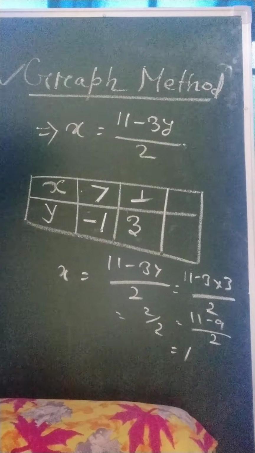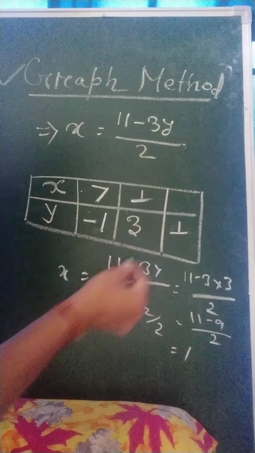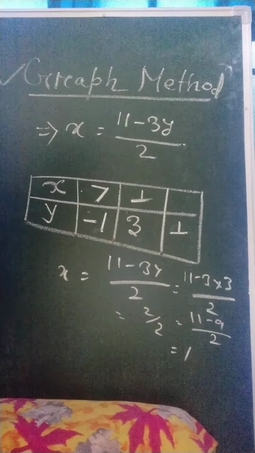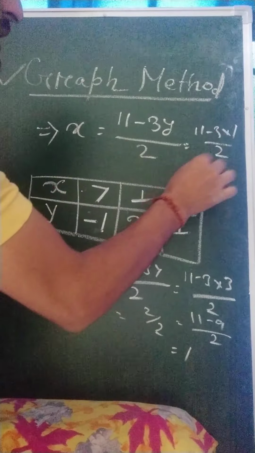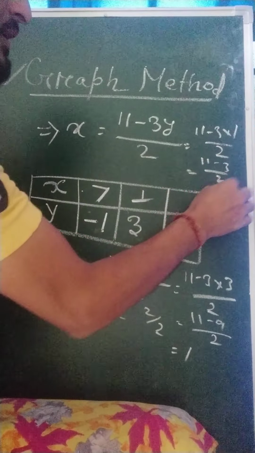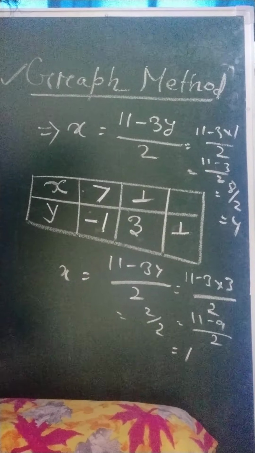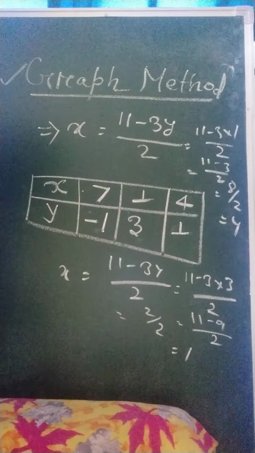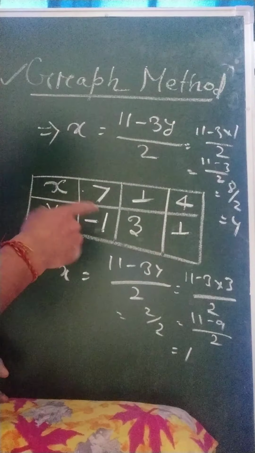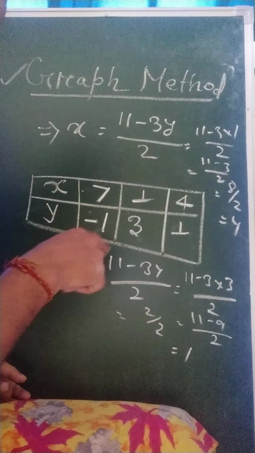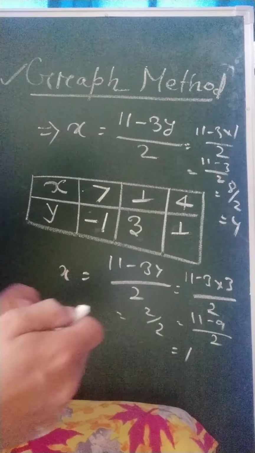Similarly, students, if you put y equal to 1, 11 minus 3 into 1 divided by 2, that means 11 minus 3 by 2, that means 8 by 2, which is equal to 4. So we are getting x equal to 4. So students, we have to think about these types of numbers, which number gives us a whole number or integer, negative integer or positive integer, or not. We are just avoiding going to the decimal numbers.